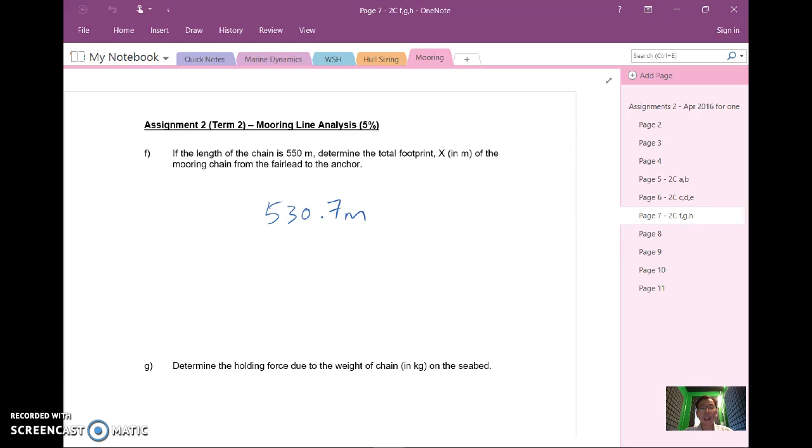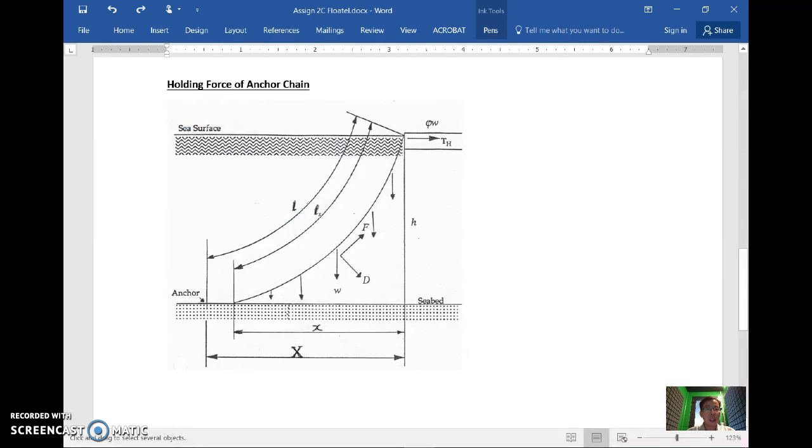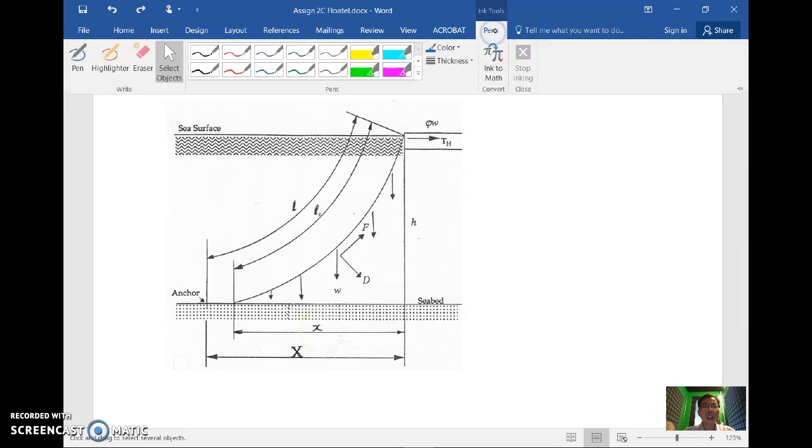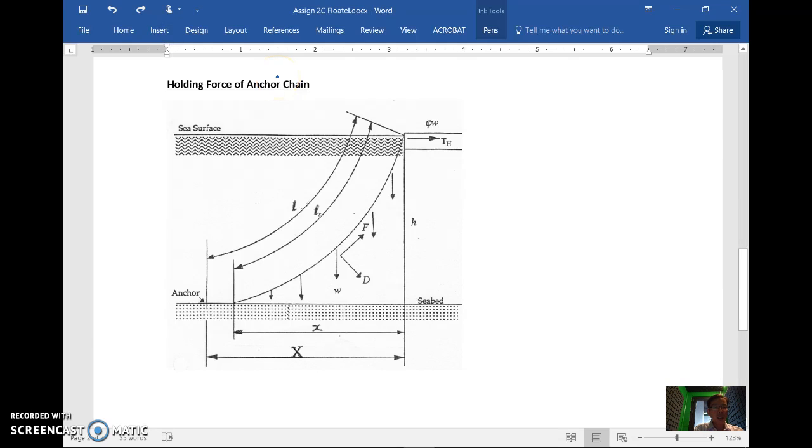Alright, let's look at what entails the holding force on the chain. Let's go to the diagram. Okay, so we have this diagram, the footprint and as well as the small x. So what does the holding force of the chain entail? It is basically the holding force due to the chain that is on the seabed that is contributing to the holding force. So whatever is on the seabed will contribute to the holding force of the chain.